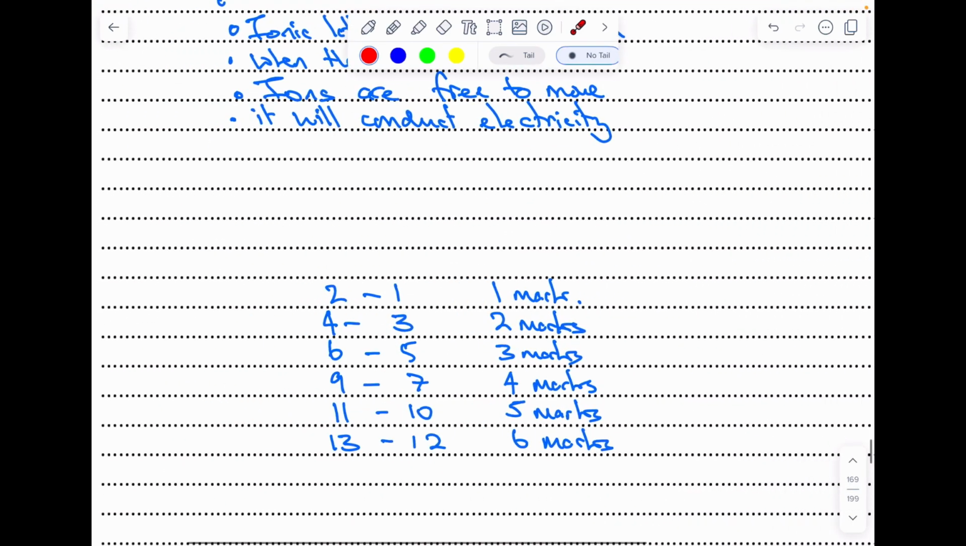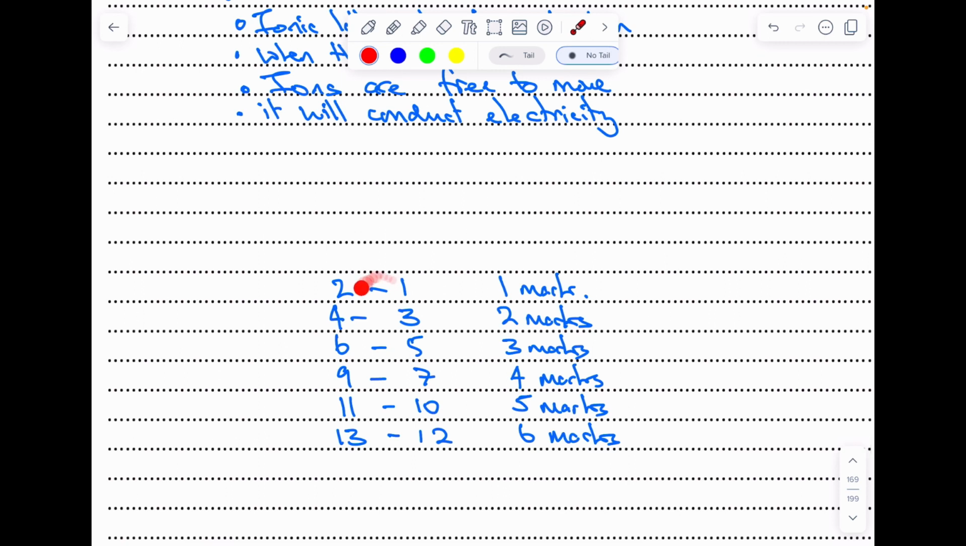In terms of overall marks, add up how many points you got. There's a total of 13 points, and then use this to work out how many marks you should be awarded. So if you got between 12 or 13, you get 6 marks, and then 11 and 10, 5, and so on as you go down the list.